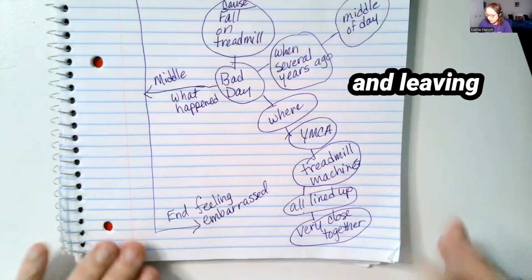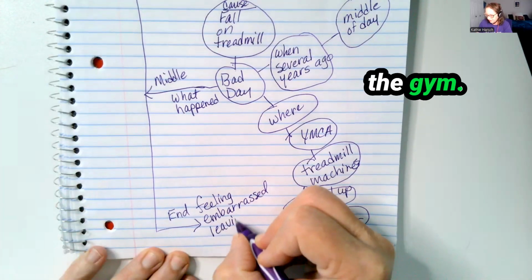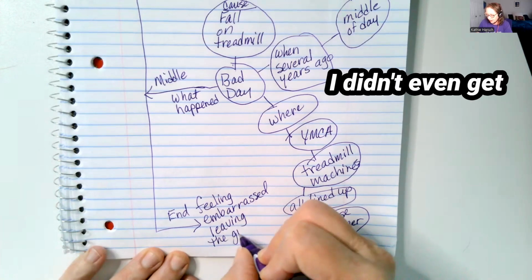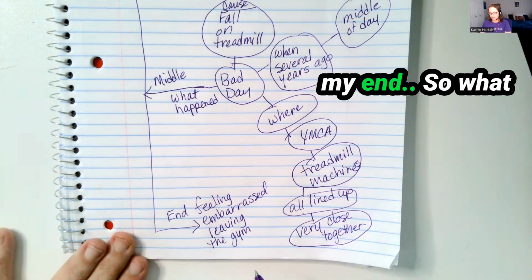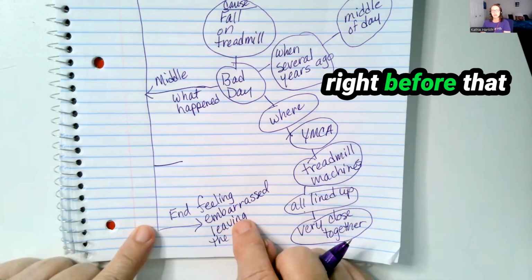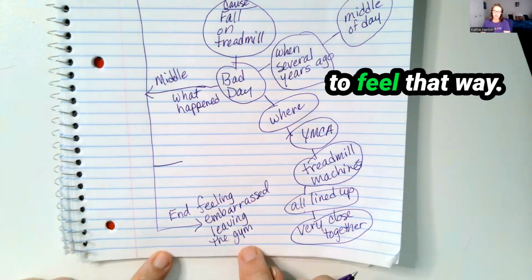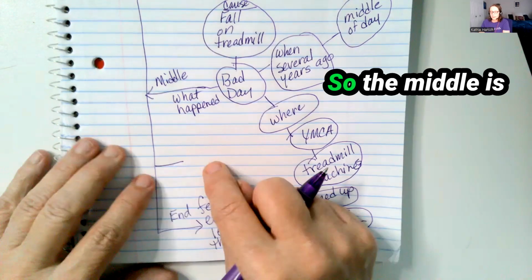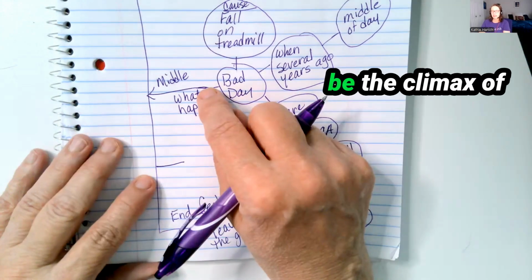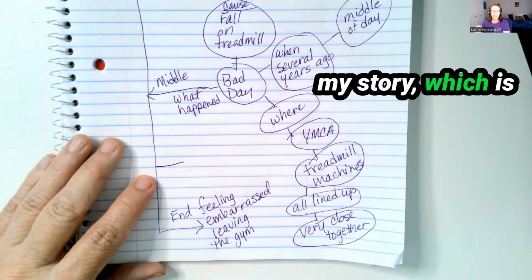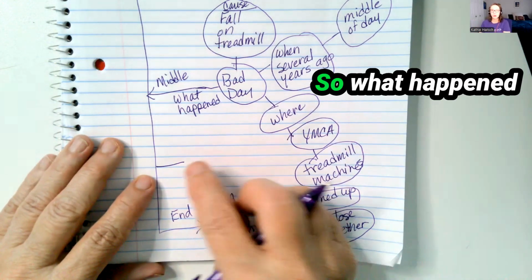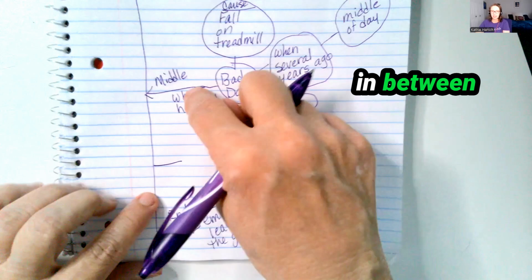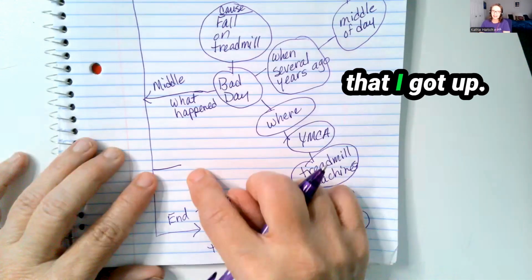and leaving the gym. I didn't even get a workout in. I just left. Okay, so that's my end. So, what has to happen right before that in order for me to feel that way? So, the middle is actually going to be the climax of my story, which is the fall itself and what happened during the fall. So, what happened immediately in between those two is that I got up.